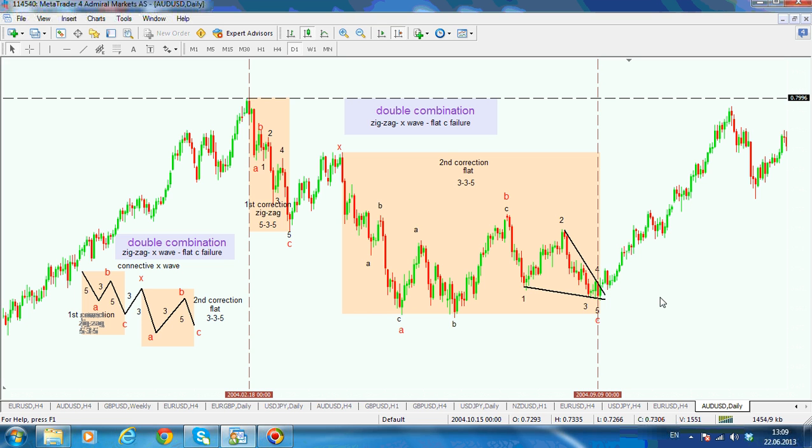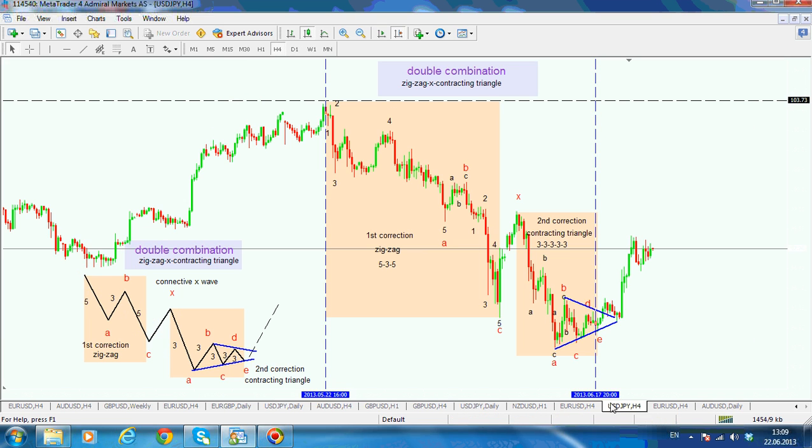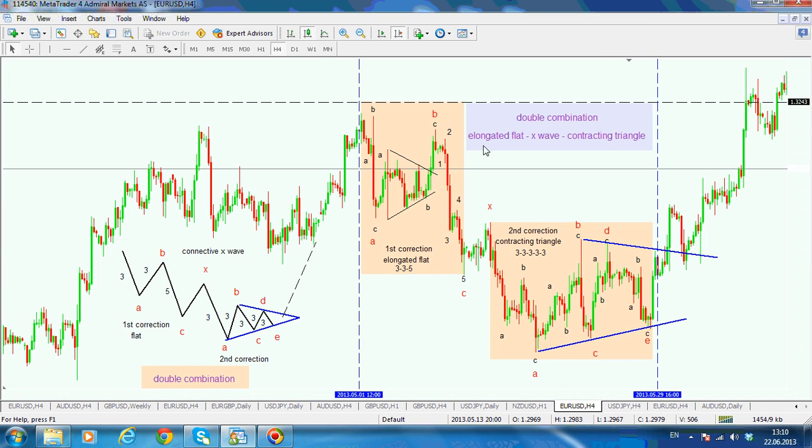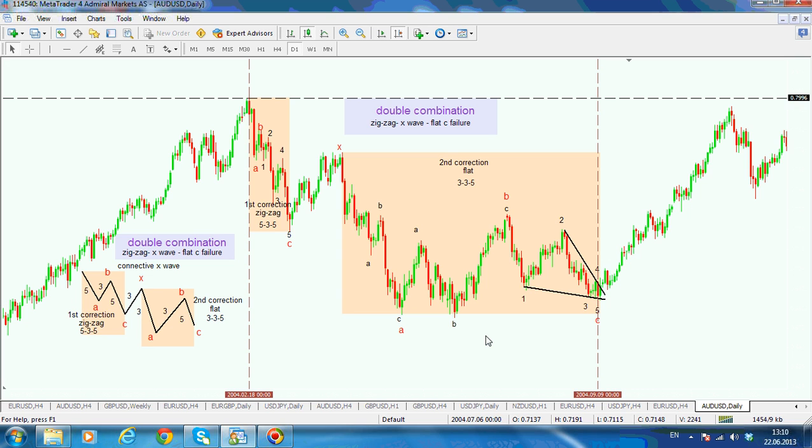So we've taken a look at a double combination with a zigzag X and the contracting triangle, and then another one with an elongated flat, an X wave, and the contracting triangle on its own. And now this on the Australian dollar, US dollar, being a double combination with an ending diagonal as being part of a second correction of a flat with a C wave failure.